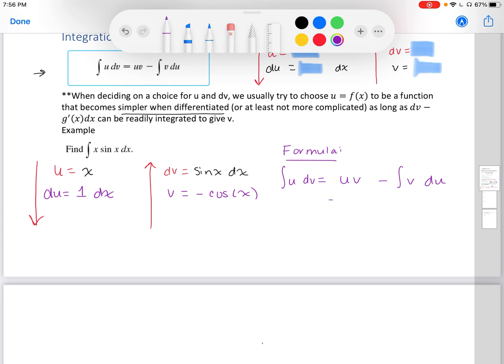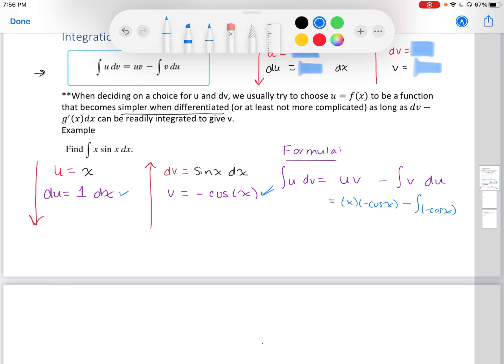Okay, let's go ahead and find these replacements. We have u as x, so we have x. Our v is negative cosine of x, so times negative cosine of x, minus our integral of v. What is our v? Our v is negative cosine of x.